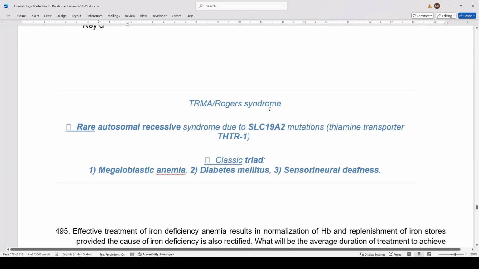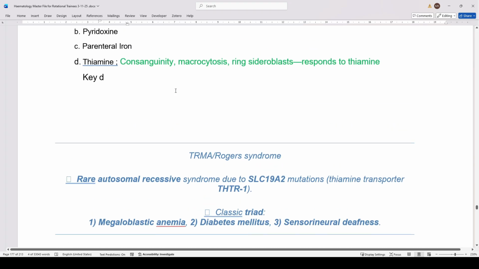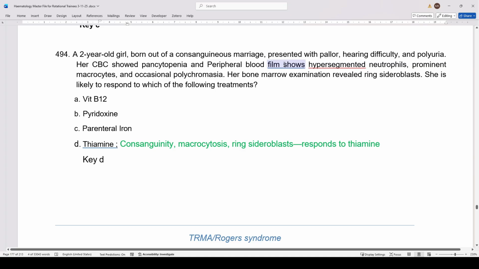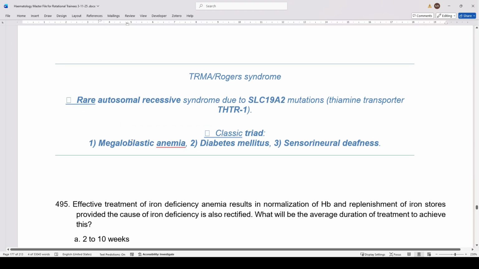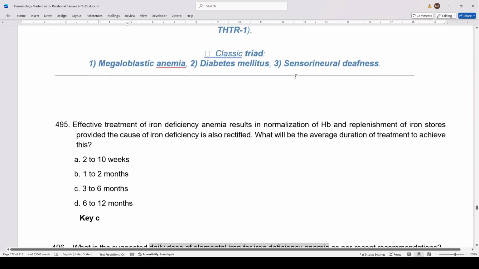So I just wrote it here. It's a rare autosomal recessive disorder. That's why they have written about consanguineous marriage; we have to take the history of cousin marriages from the patient. And there is a mutation in SLC19A2, which is a thiamine transporter. So the patient will have a triad of megaloblastic anemia, diabetes mellitus, and sensorineural deafness. So just remember TRMA and Rogers syndrome.